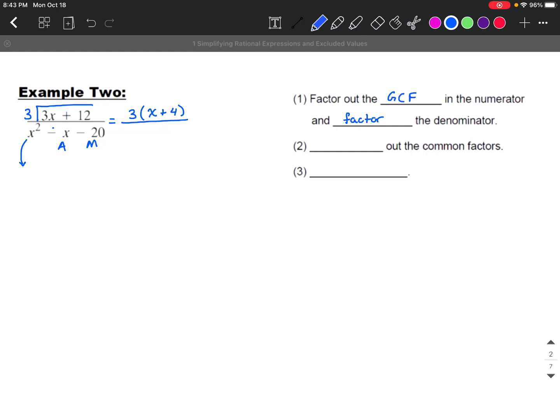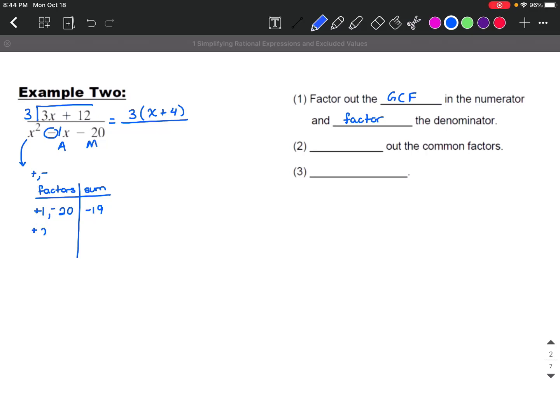Since the signs are different and they have to add to this -1, we need the bigger number to be negative, which means the smaller number is positive. So we need a small positive and a big negative. Now let's think about our factors and their sum. 1 goes into 20 twenty times, and we keep the first one positive and the second one negative. Add them up, we get -19.